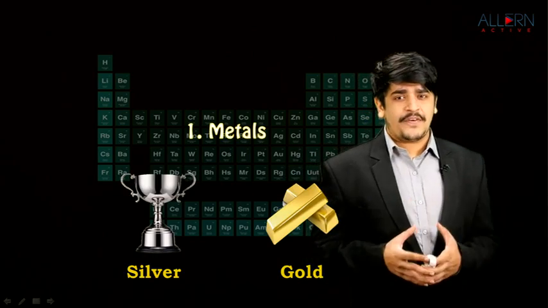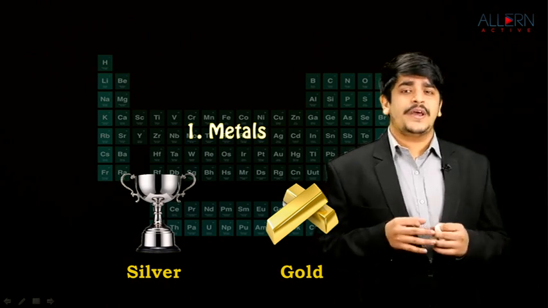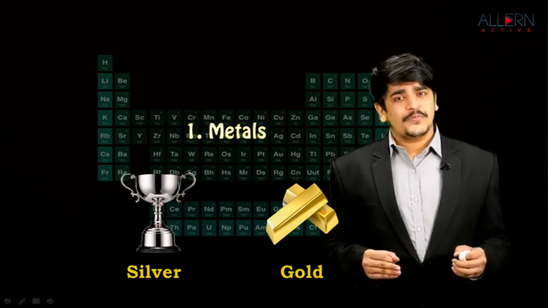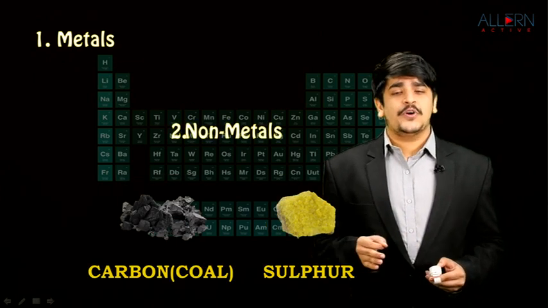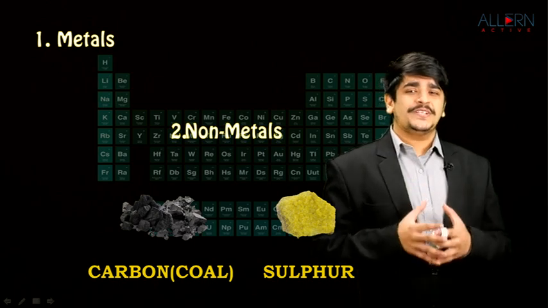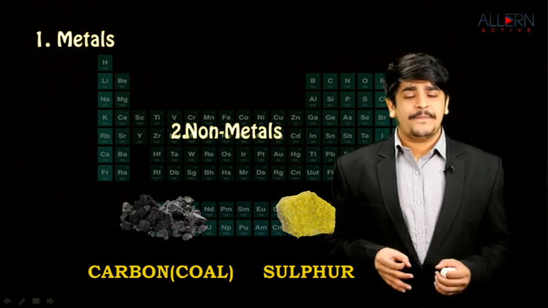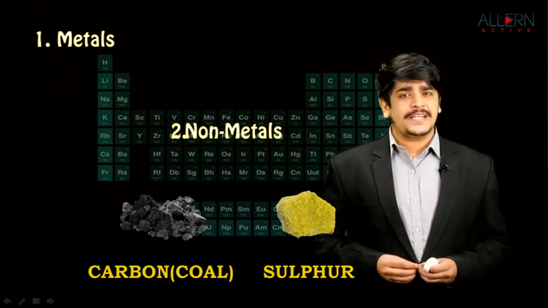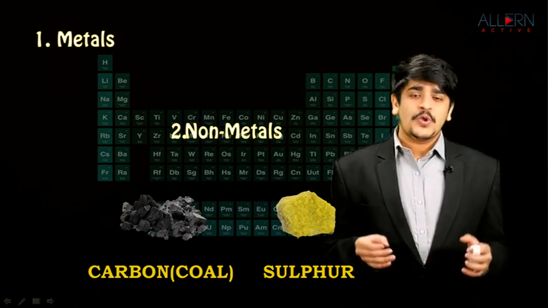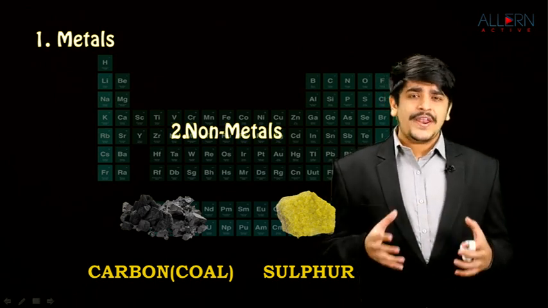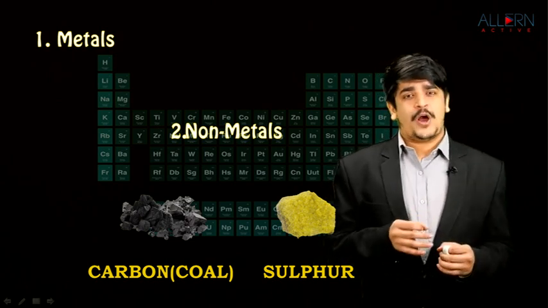And here we have extremely good examples such as gold, which is given by the formula Au, and silver, which is given by the formula Ag. If metals are your first category, non-metals happen to be your second category. Here we have the example of carbon, which is an excellent non-metal that you must have seen in the form of coal. Coal is considered to be another physical form of carbon. It's considered to be another allotrope of carbon.